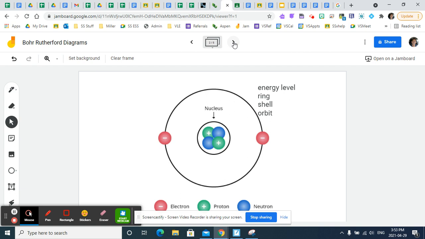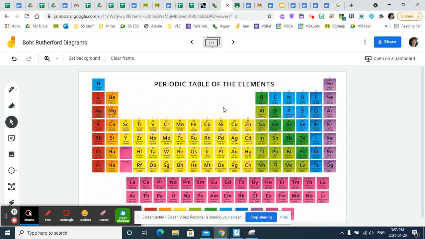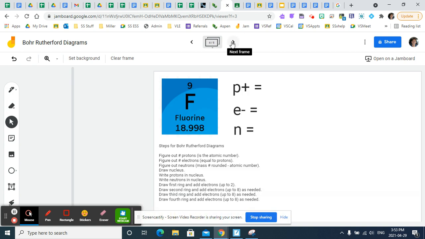Basically, the Bohr-Rutherford looks like this. You have a nucleus with protons, positive charges, and neutrons, no charge particles, inside. Around the nucleus, you've got energy levels, rings, shells, or orbits, all the same thing, with negatively charged electrons. How do you draw one of these? Well, you need the periodic table in order to help you.